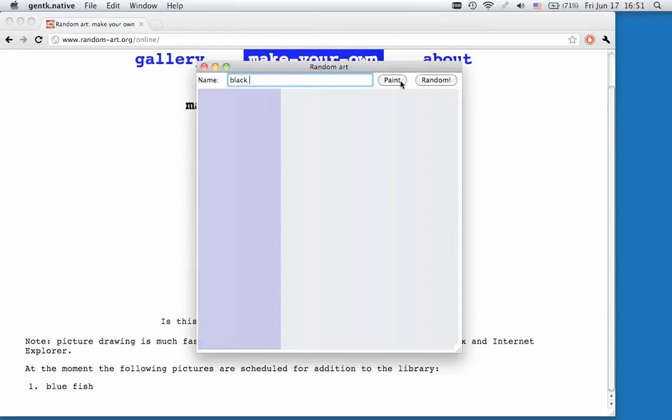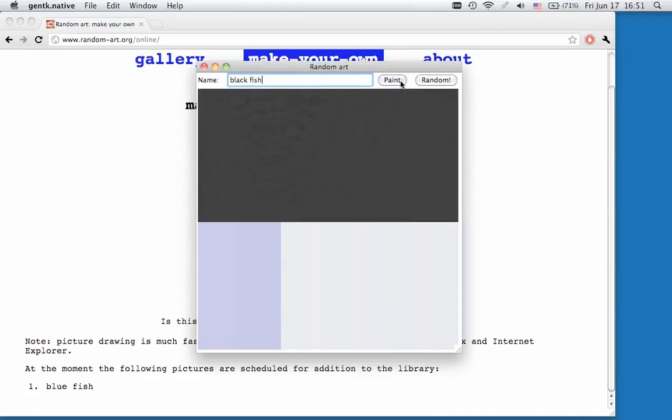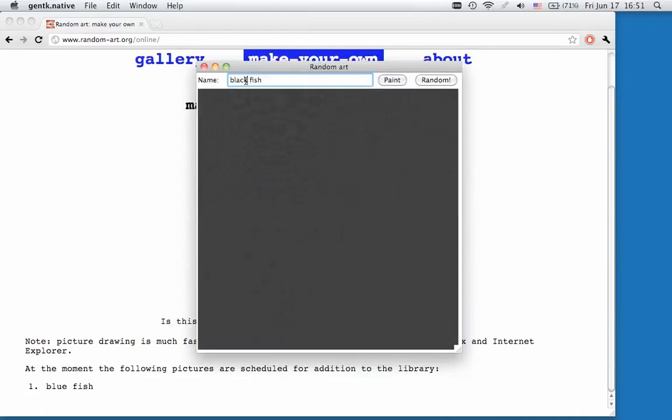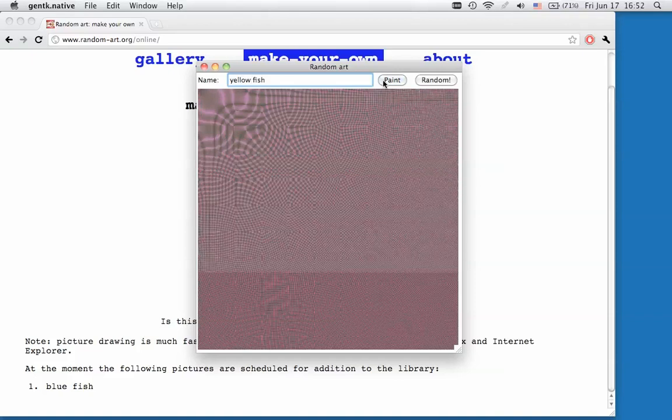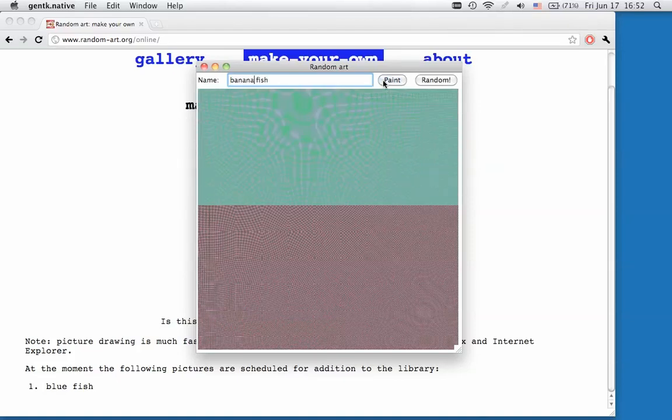So let's try a fish. Here's black fish. Ooh, it's black. Here is green fish. See, it's the same style. Yellow. Of course, I don't have to use colors here. I could use anything. I could say, well, banana fish. It's always the same style.